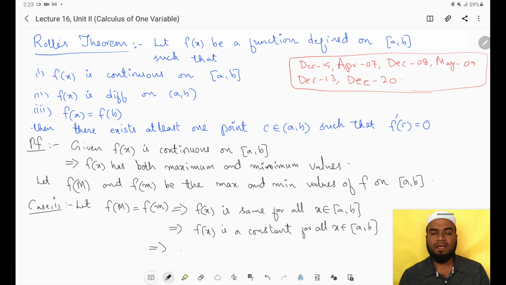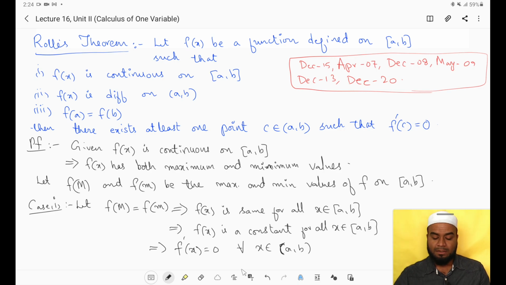If you differentiate the constant, then what will we get? f of x is constant, no? When I differentiate this, f dash of x, then I will get 0, right? And this is true for all x belongs to the open interval a comma b, or closed interval a comma b, because at endpoints we don't consider derivatives. So that's why I am writing f dash of x equals 0 for all x belongs to a comma b. Because it is a constant, when I differentiate this, I am getting 0, right?